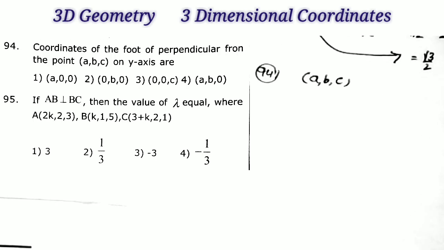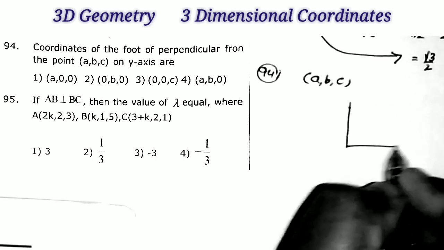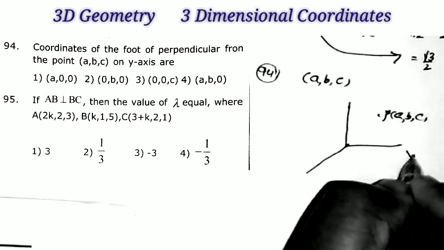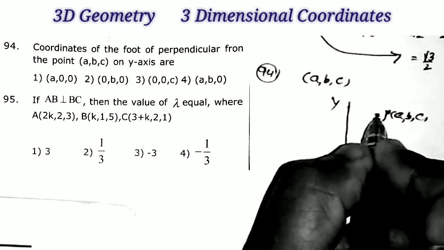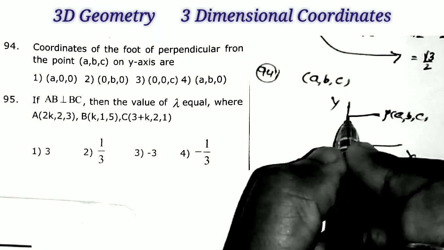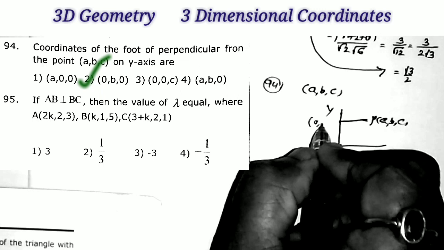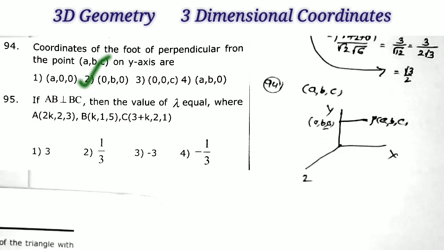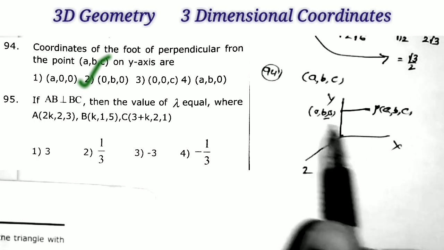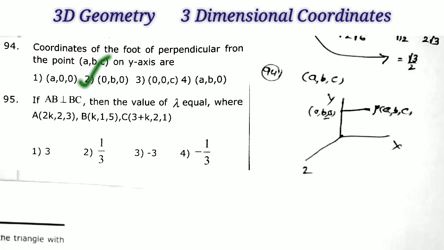Coordinates of the foot of the perpendicular from the point (A, B, C) on the y-axis. Very easy. So here one point is given, this is P (A, B, C). Now we want the foot of the perpendicular from this point to the y-axis. So we draw one perpendicular from P to the y-axis. Now we want this point's coordinates on the y-axis: the x coordinate and z coordinate are 0. Therefore the answer is (0, b, 0), and that is the second option.